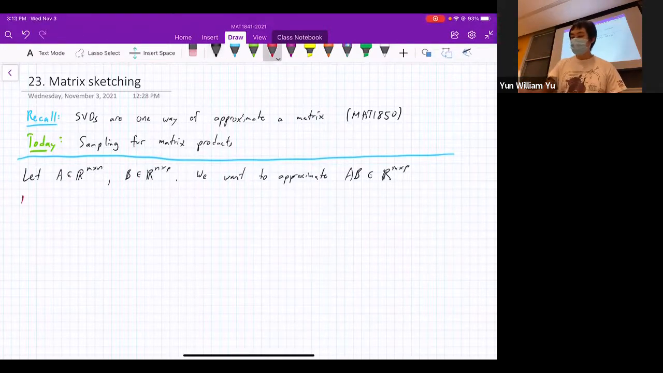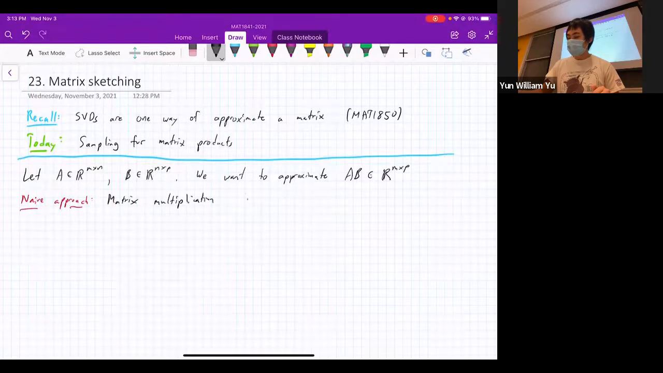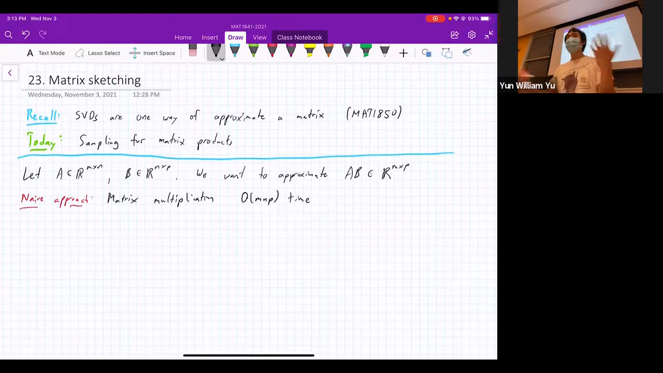Now, there's a naive approach to this. What's the naive approach? And how long does it take? Yeah, so the naive approach is just to actually multiply them. That's just matrix multiplication, and that's O(mnp) time naively. You might be able to do it slightly faster with fancy new matrix multiplication algorithms like Strassen, but at least naively it's mnp time.